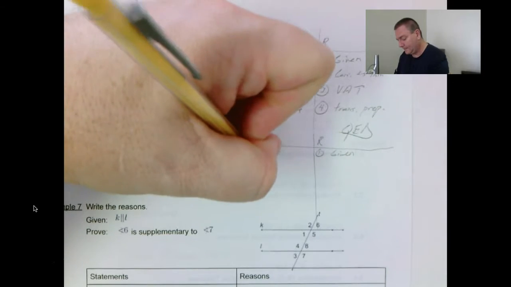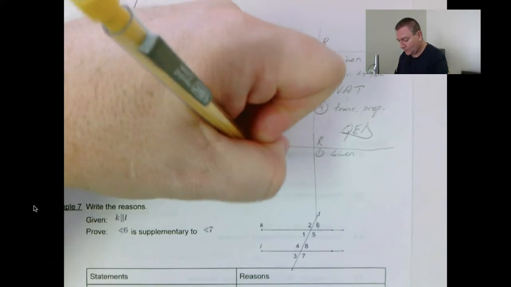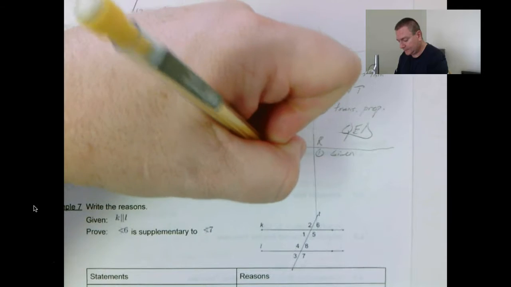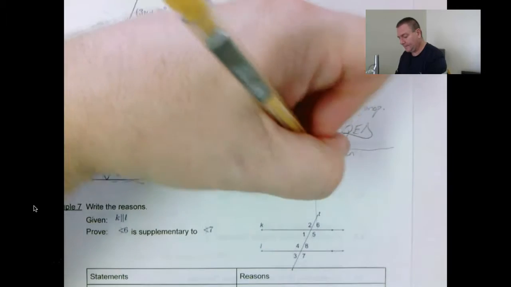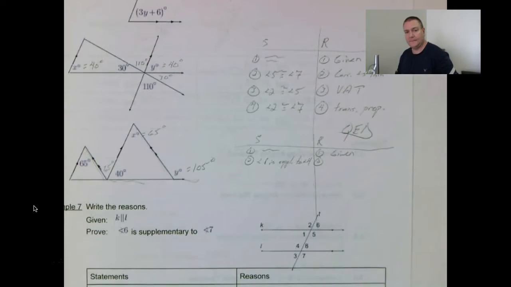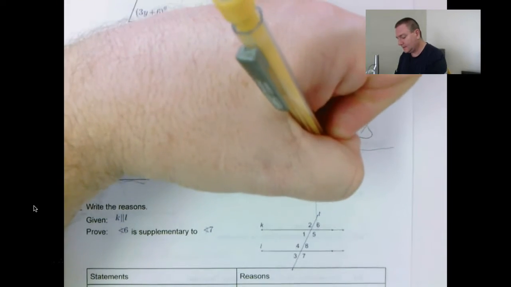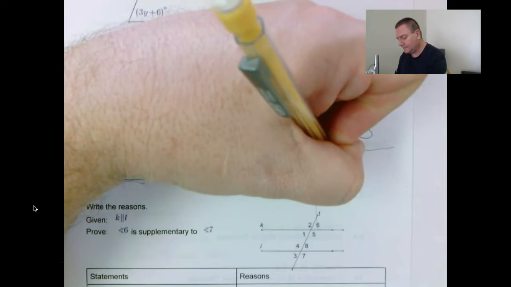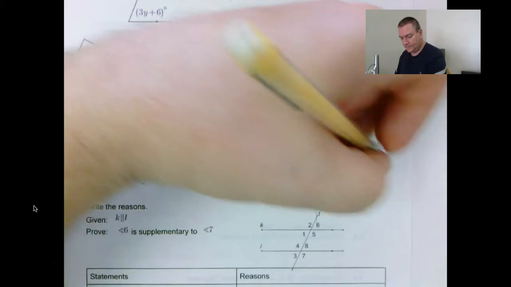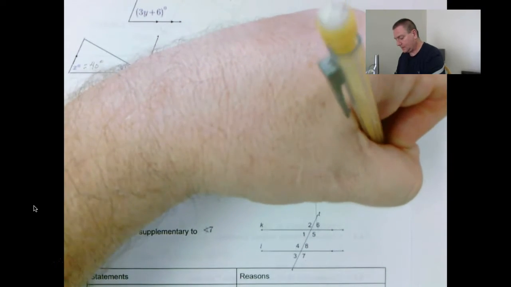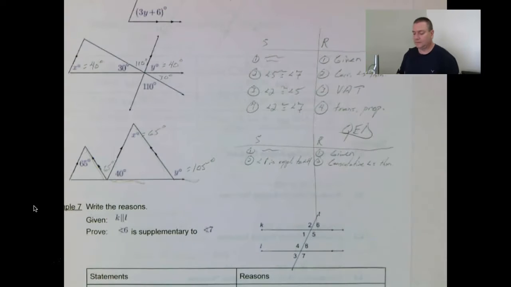So angle 1 is supplementary to angle 4. How do I know that? I know by the consecutive interior angles there, sometimes called the same side interior angles there. Okay.